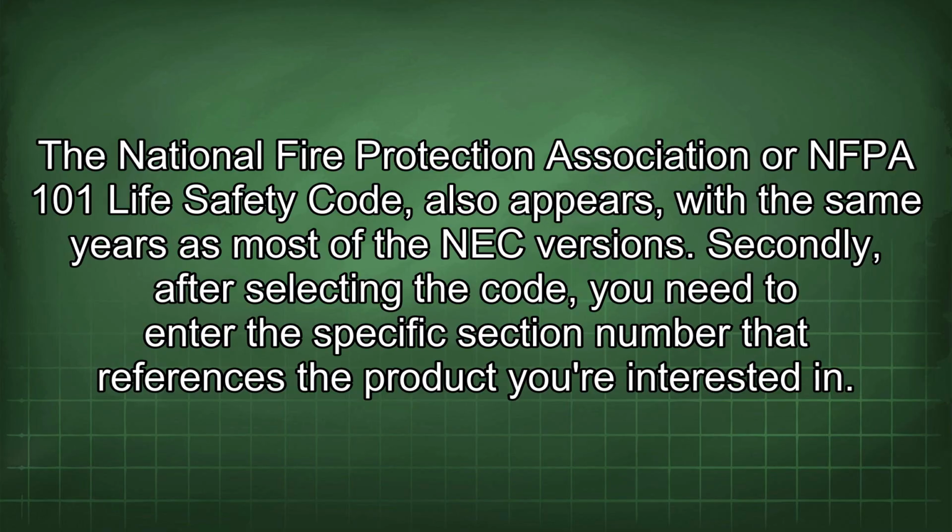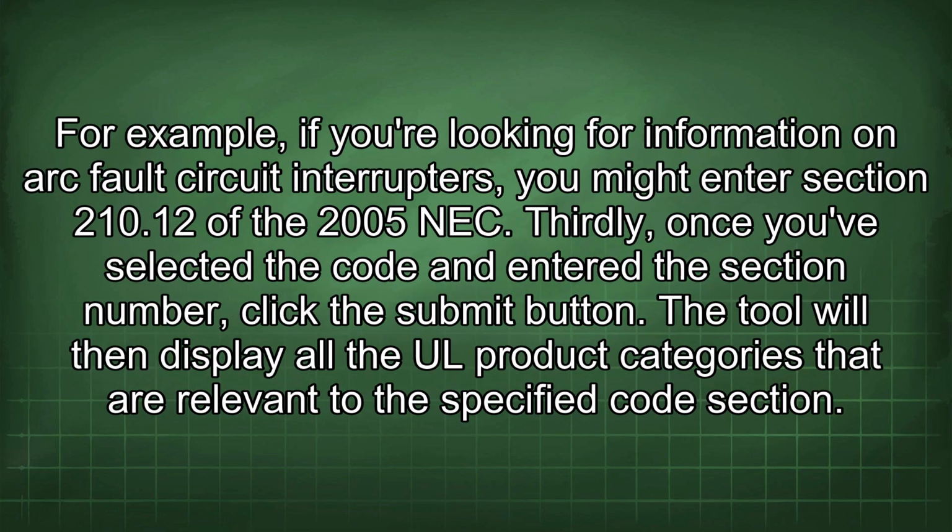Secondly, after selecting the code, you need to enter the specific section number that references the product you're interested in. For example, if you're looking for information on arc fault circuit interrupters, you might enter section 210.12 of the 2005 NEC. Thirdly, once you've selected the code and entered the section number, click the Submit button.